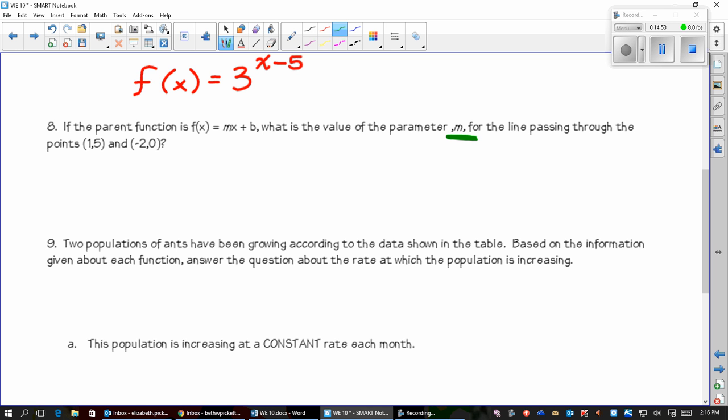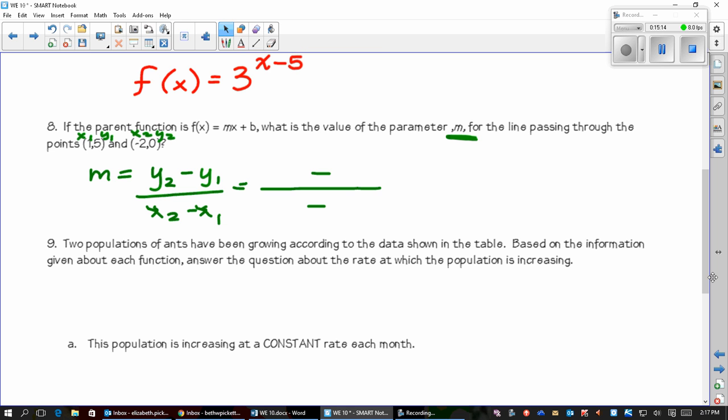On our formula sheet, we have a slope formula, y2 minus y1 over x2 minus x1. 1 is x1, that's the x from the first point, and then 5 is y1. This is x2 and y2. So we're going to substitute those numbers into this formula. y2, the y from the second point, is 0, y1 is 5, x2 is negative 2, x1 is 1. The fraction bar acts like a parenthesis, separating the top from the bottom.